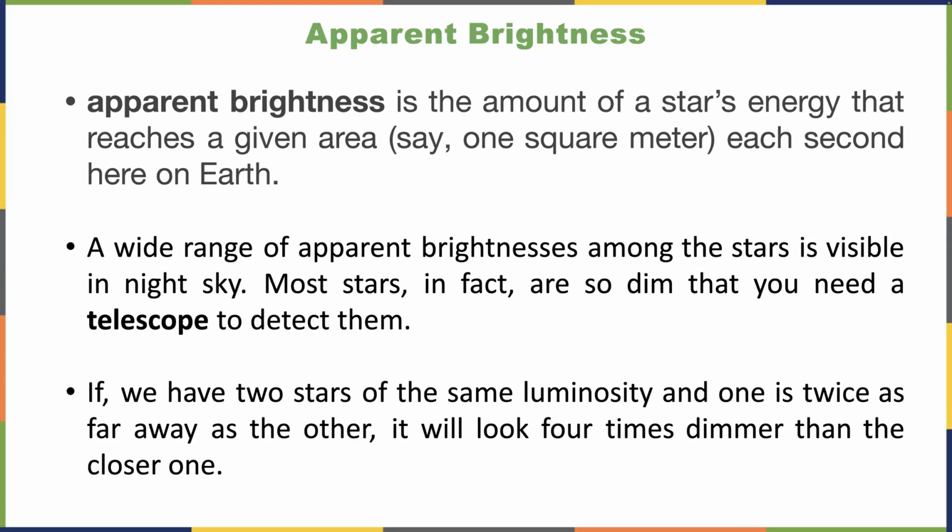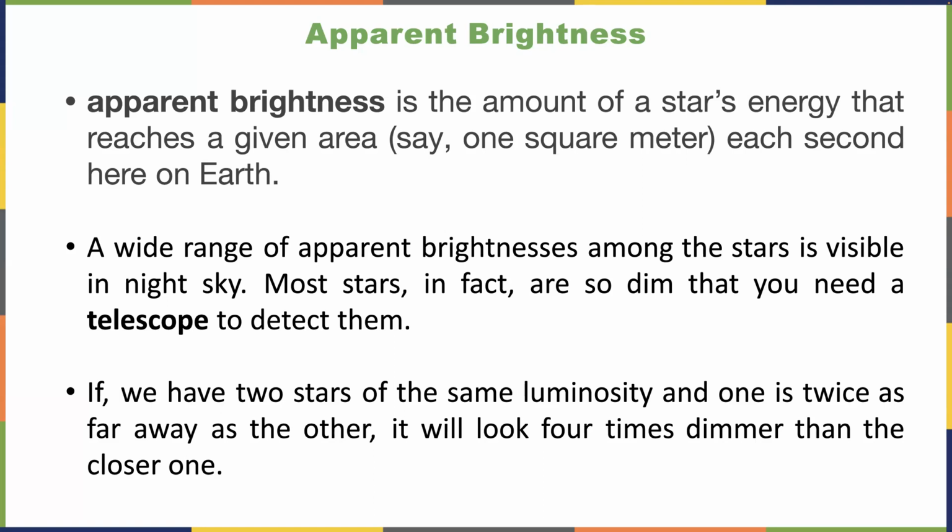So this third point right here exactly explains the question that I asked from you. If we have two stars of the same luminosity, and one is twice as far away as the other, it will look 4 times dimmer than the closer one. So this is a very simple concept, but still you need to understand. Assume that you have two stars with the same luminosity, and I have defined what luminosity means in the previous slide. However, one star is twice as far away as the other star.